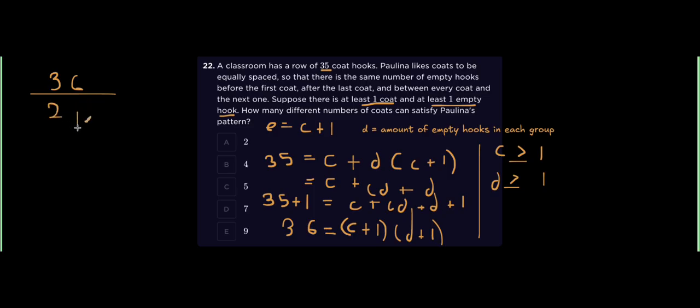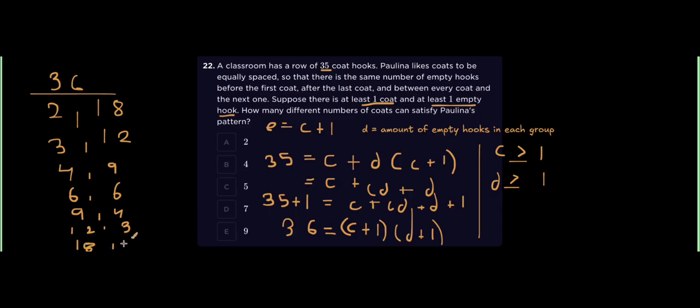I can have 2 and 18. I can have 3 and 12. I can have 4 and 9. I can have 6 and 6, but wait, that's not all. I can have 9 and 4. I can have 12 and 3. And I can have 18 and 2. Why? Because if you call this lane C, and this lane D, then there's a different amount of coats each time. We have 2, 3, 4, 6, 9, 12, 18.